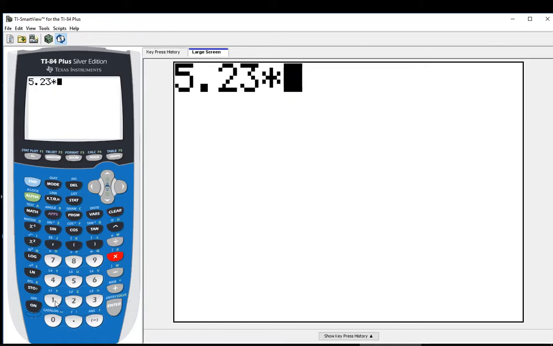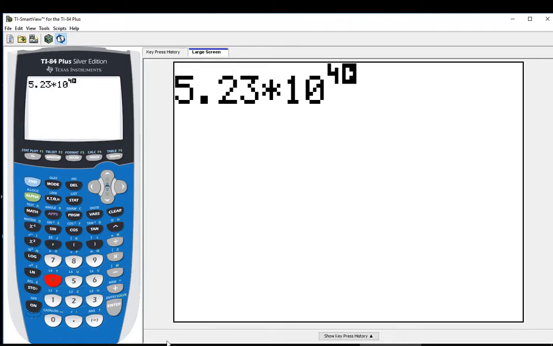I'm just going to type in 5.23 times 10 to the fourth power. All right, so this is scientific notation, and scientific notation has two parts to it. Basically, the first term needs to be between 1 and 10. It can be equal to 1 or greater, but it has to be less than 10. It cannot be 10.